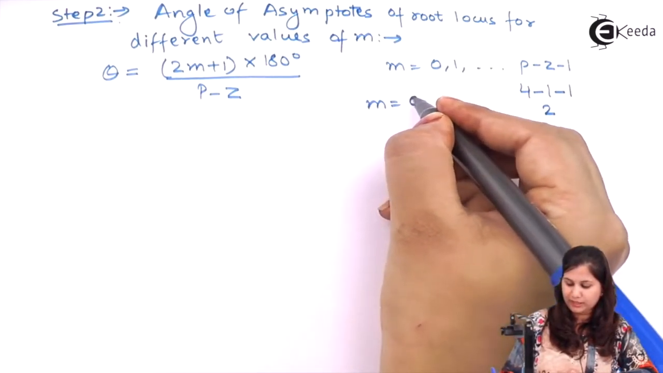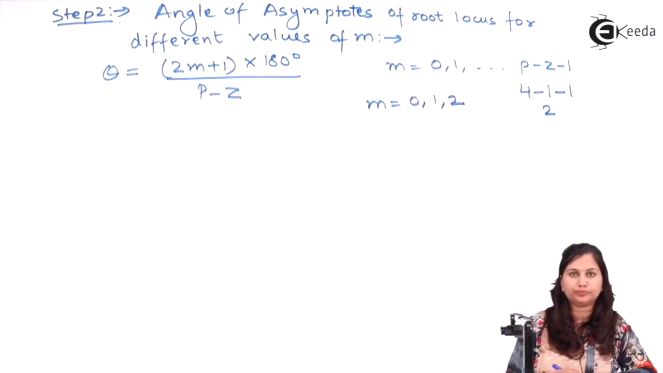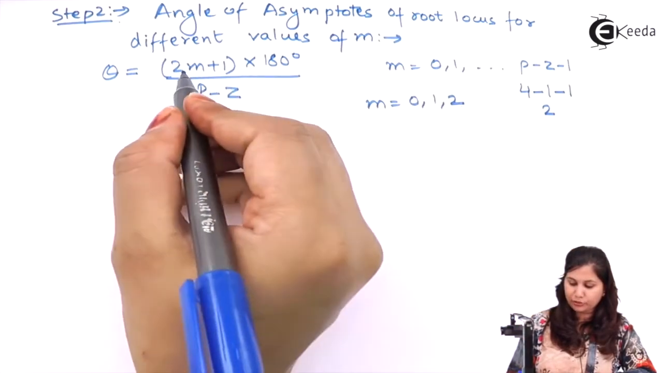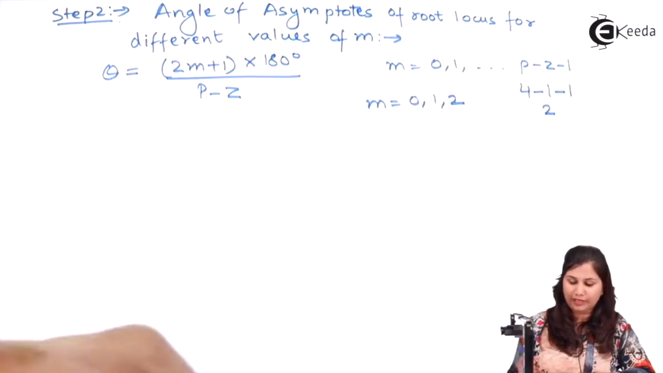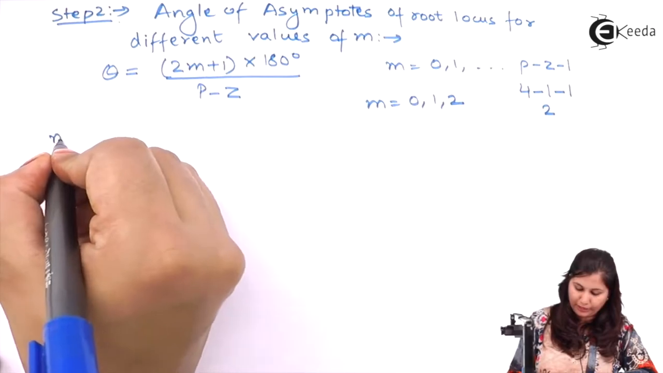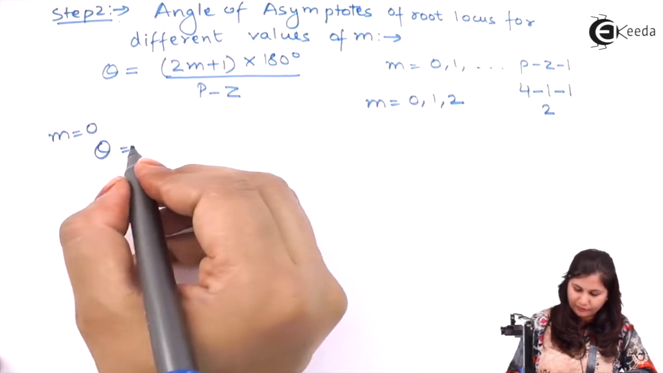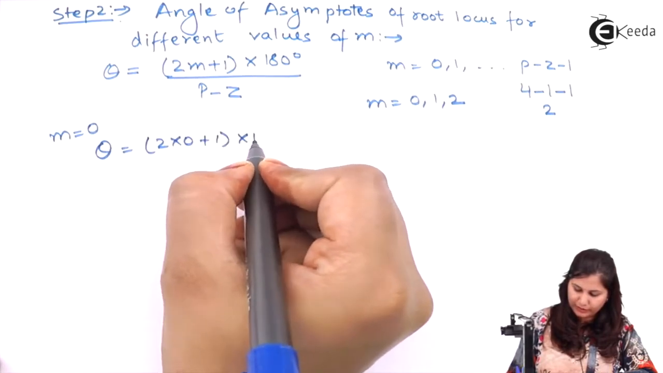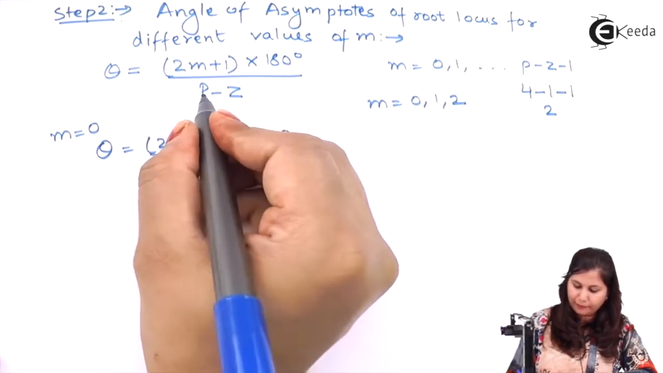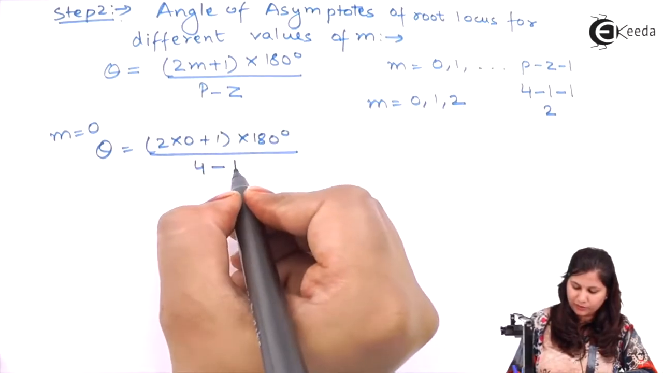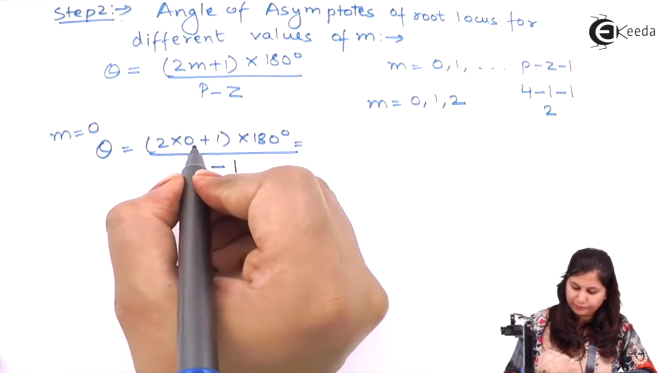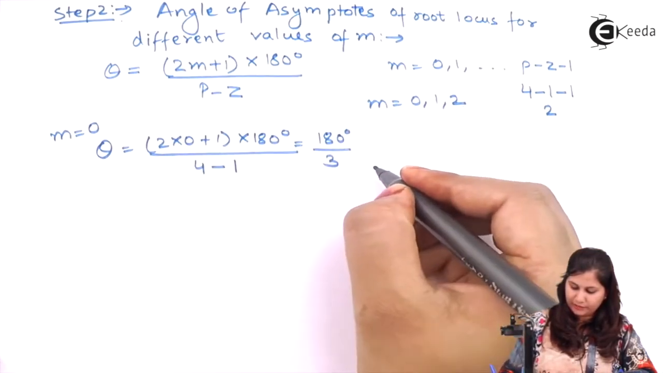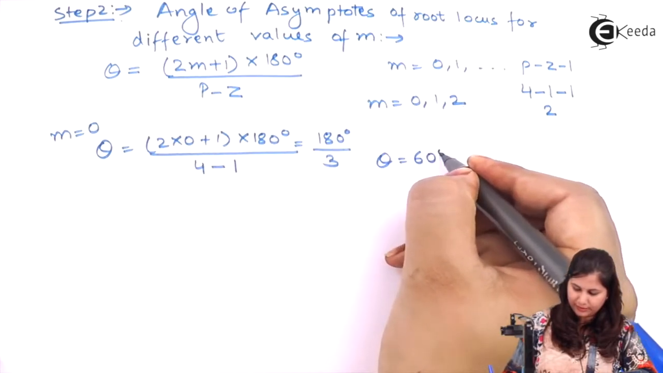So m will be 0, 1 and 2. Up till 2 we have this value of m. Substitute the values and find out the values of theta. So for m equals 0, we have theta equals (2 into 0 plus 1) into 180 degrees upon number of poles, which is 4, minus number of zeros, which is 1. So it will be 180 degrees upon 3. So theta will be equal to 60 degrees.